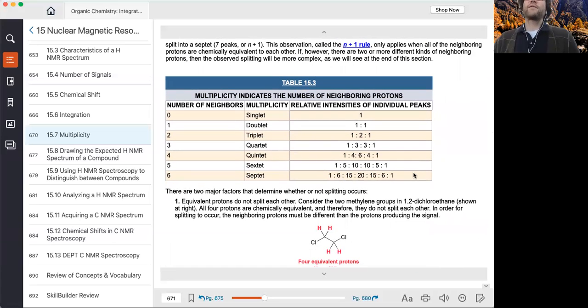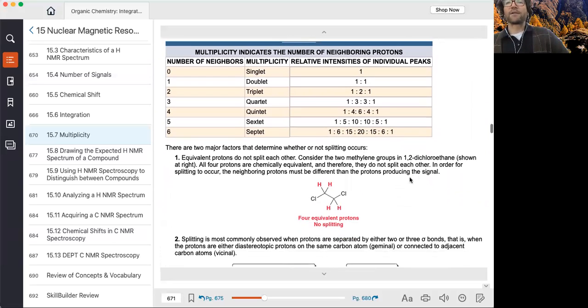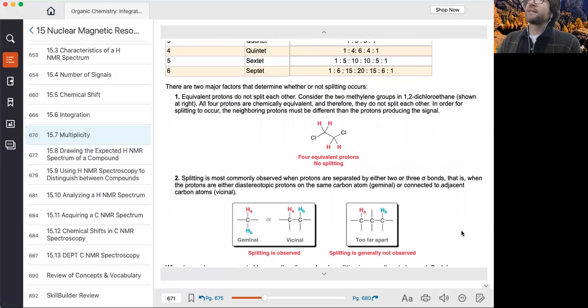There are two major factors that determine whether or not splitting happens. One, are there non-equivalent protons? Equivalent protons don't split each other, but non-equivalent protons do. So in this case, for this C2H2Cl2, this molecule has no splitting between the protons. But there are four protons, and so you would see a signal that equaled four protons there.